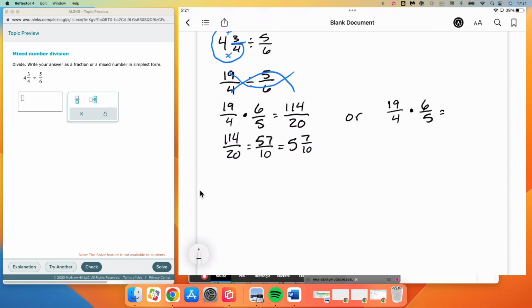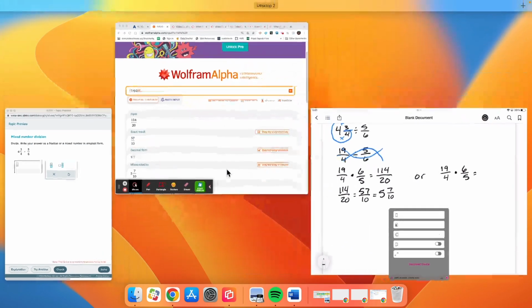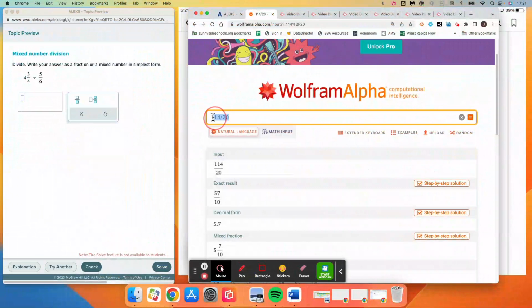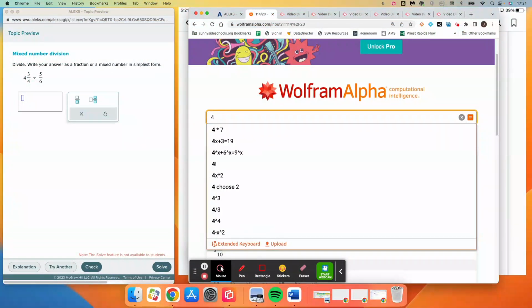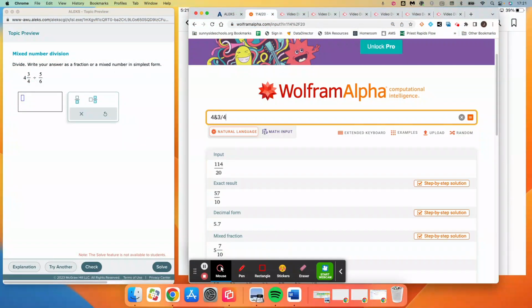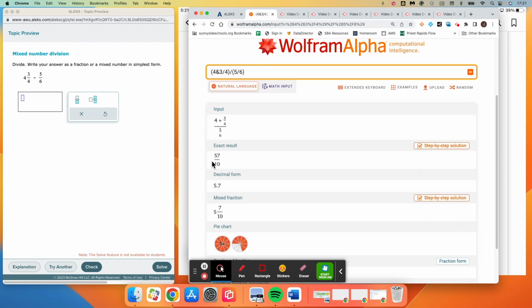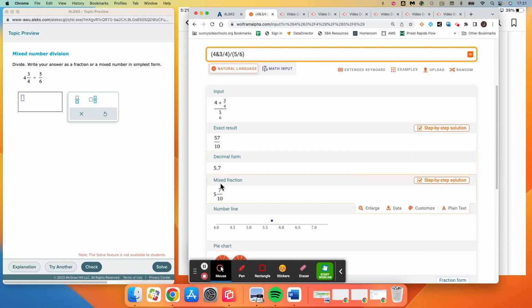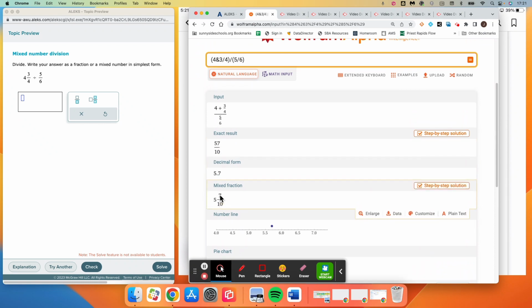If I was to put this problem straight into Wolfram, the way that we need to write it is 4 and 3/4, and all that has to be in parentheses. This is kind of tricky. Because we need that whole thing to end up in the numerator of a fraction, then divided by, in parentheses here, 5 over 6. We get 57 over 10, or 5 and 7/10, just as we got.